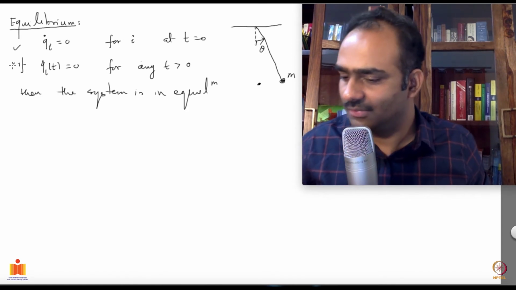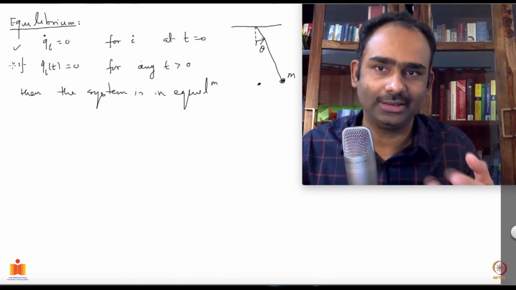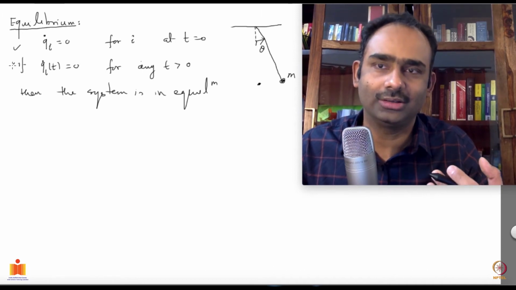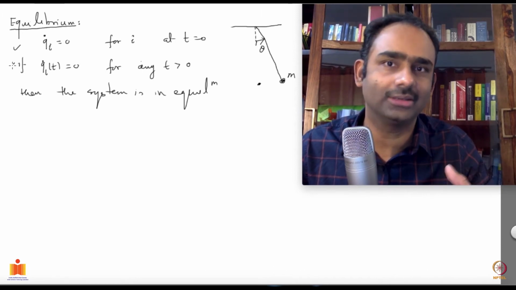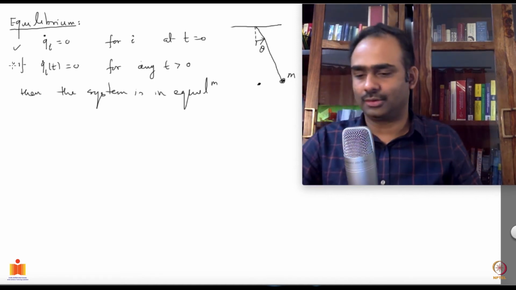Okay, so that's good. Now we need to find out the condition for equilibrium. So this is what we expect, I mean, this is the definition for the system being in equilibrium, but what else needs to be satisfied for this to hold true? That's what we want to look at.